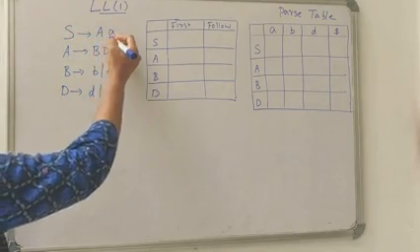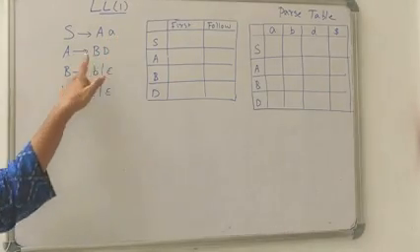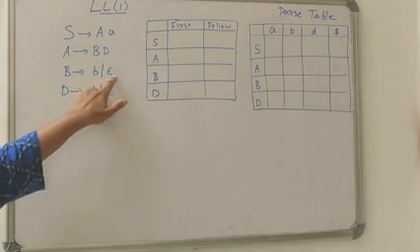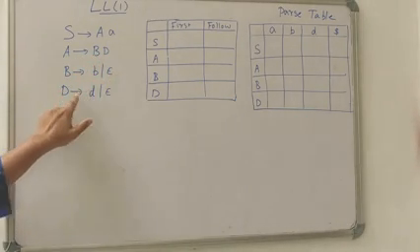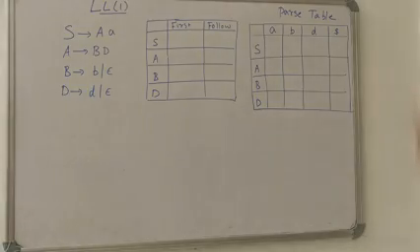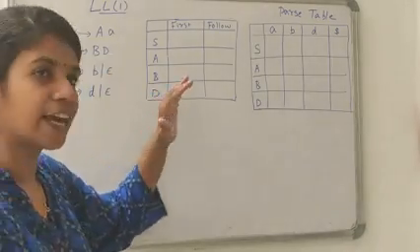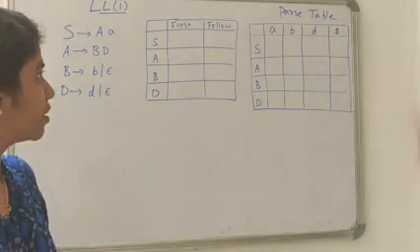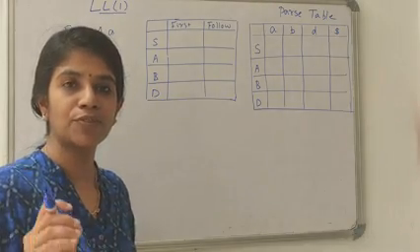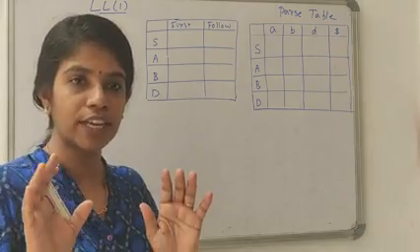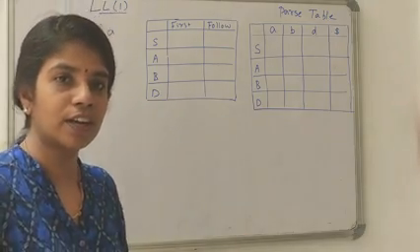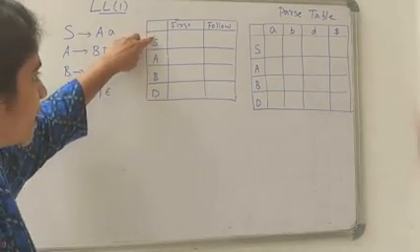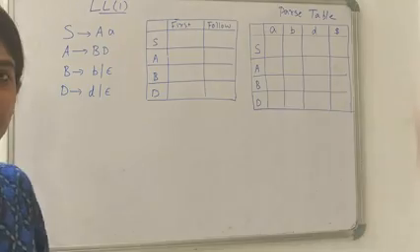S gives AA, A gives BD, then B gives b or epsilon, D gives d or epsilon. So to construct the LL1 parse table, first you need to find out the first and follow of all the non-terminals in your grammar. Here we have 4 non-terminals: S, A, B and D.